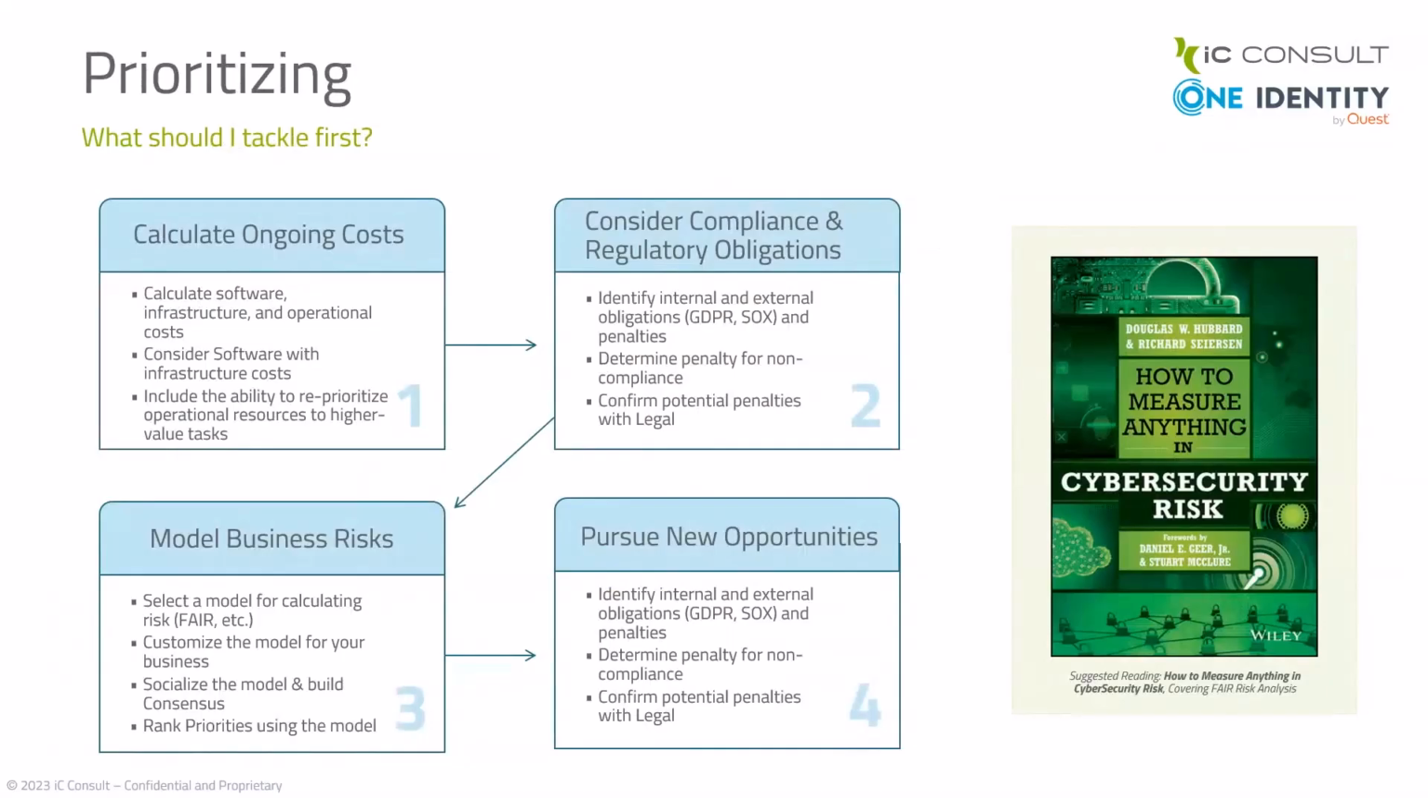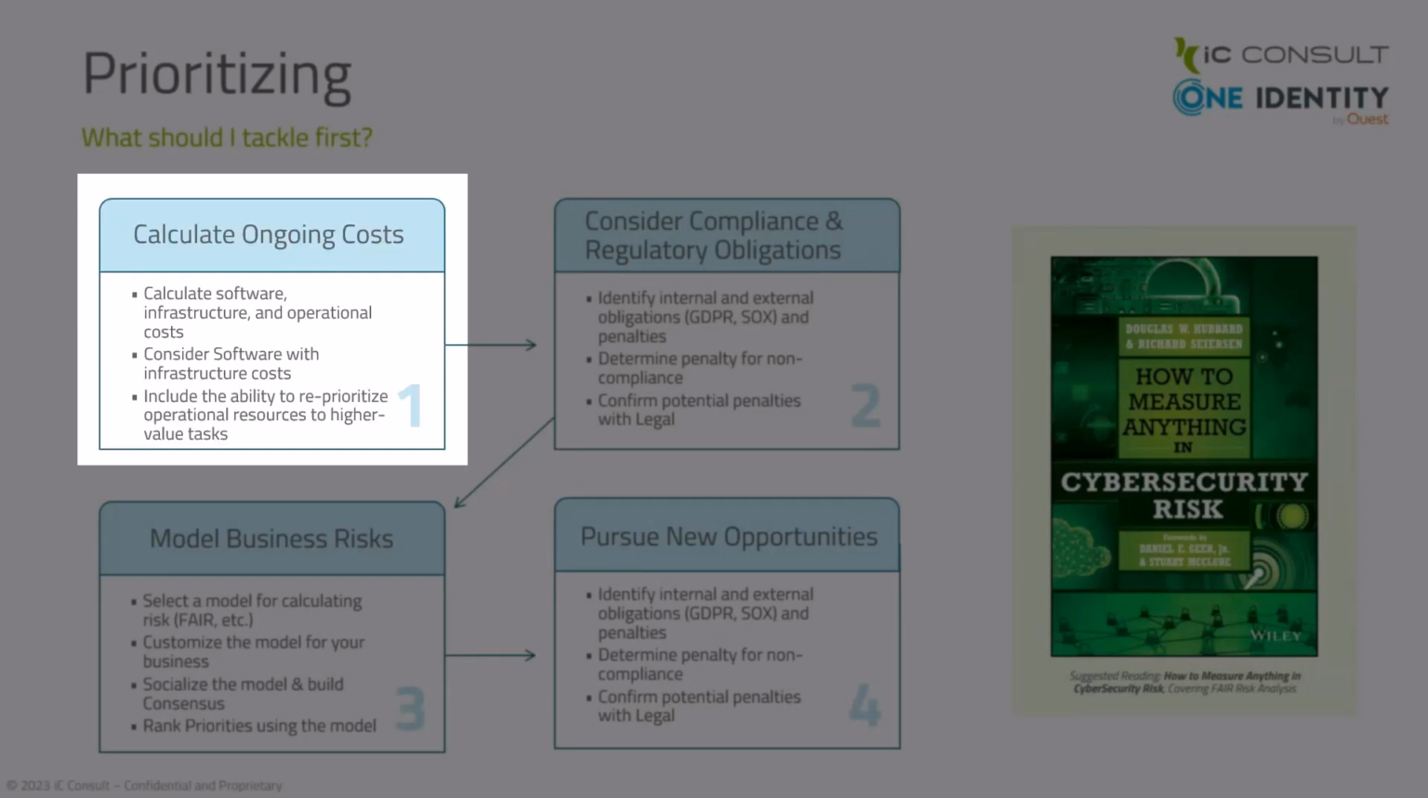Max, how should organizations prioritize investments? It's a great question, Mike. When you think about prioritizing investments within the cybersecurity space, we typically recommend to clients a few steps. The first step is to understand your current state and your current costs. So it's important to understand what you're spending on software, what you're spending on infrastructure to support that software, as well as your operational costs.